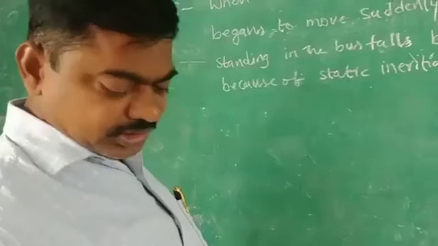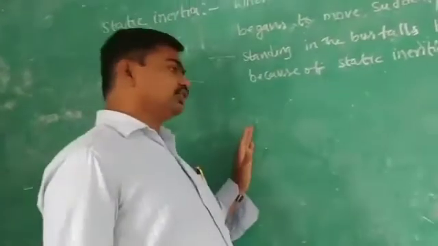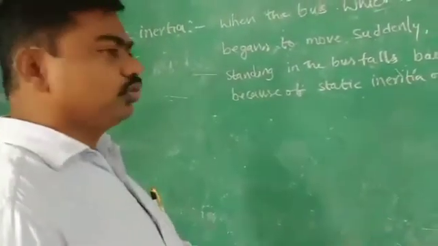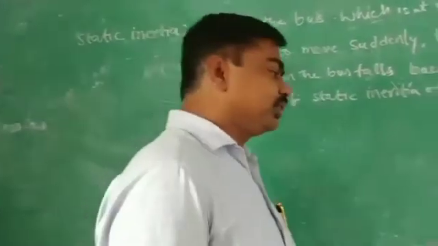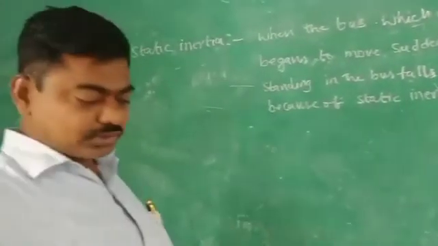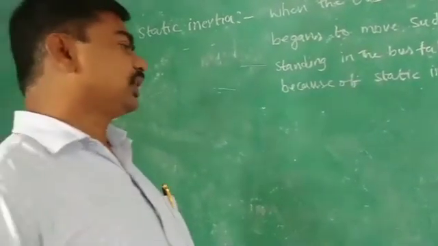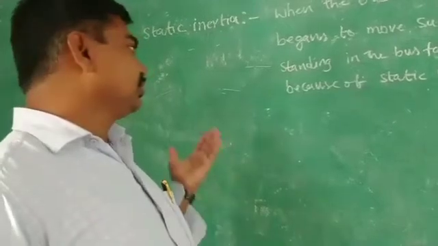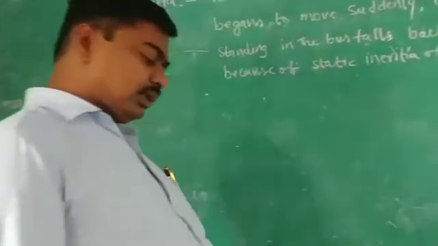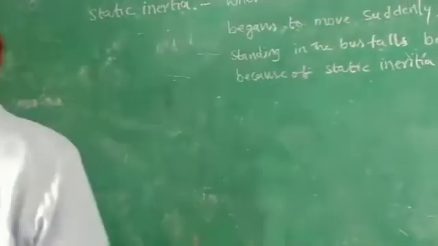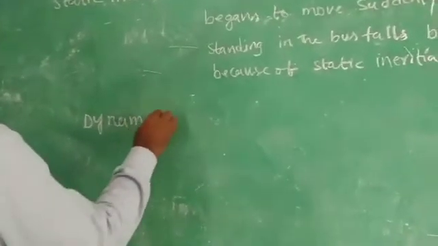Similarly, you are traveling in the bus and it suddenly stops. If it suddenly stops, what will happen? You may fall forward. When you suddenly stop by applying the brake, you may fall forward. This is also due to what? Dynamic inertia. This is called the dynamic inertia of the body. The bus is going on, you suddenly apply the brake, that is called dynamic inertia.